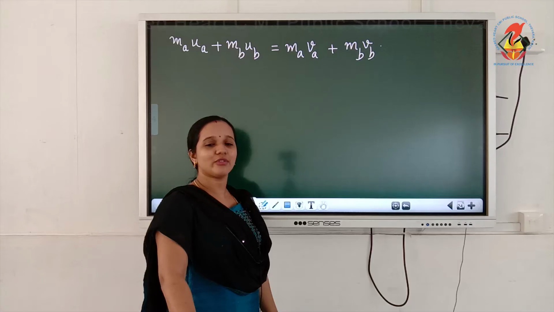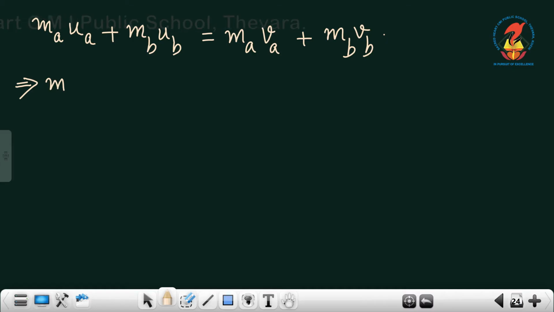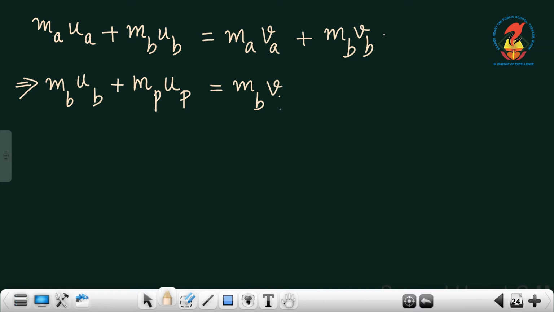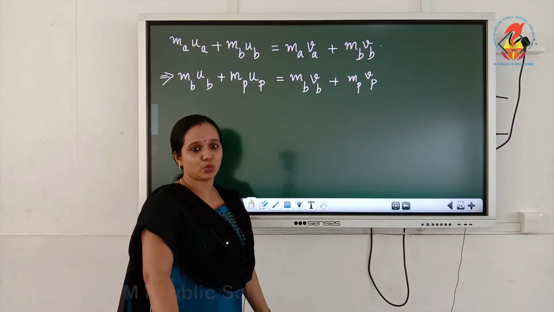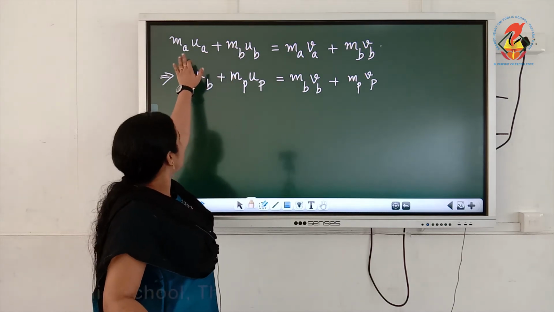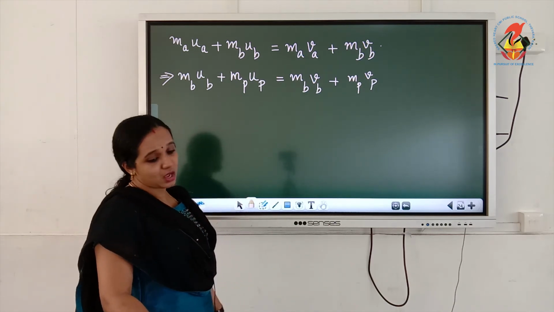Here we have bullet and pistol as the objects. So, let us replace in the equation: mass of bullet into initial velocity of bullet, plus mass of pistol into initial velocity of pistol, is equal to mass of bullet into velocity of bullet plus mass of pistol into velocity of pistol. We just rewrote the equation in terms of bullet and pistol. That is it. No other changes. Okay, so this is the equation.